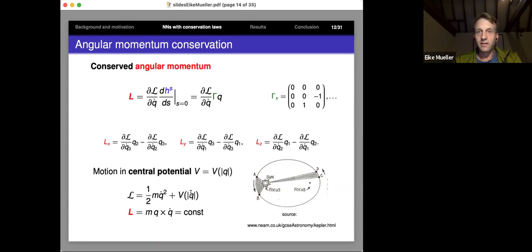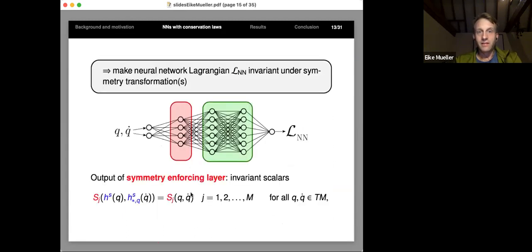Okay, so now the central idea of this talk is really very simple. If we want to learn the dynamics of a system that has a conserved quantity, what we do is we simply construct a neural network Lagrangian that is invariant under the corresponding symmetry transformation.